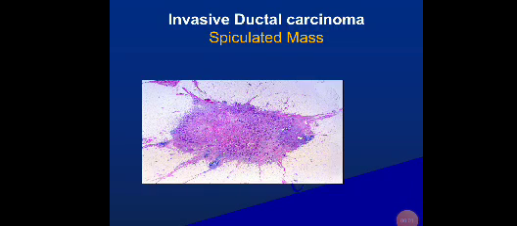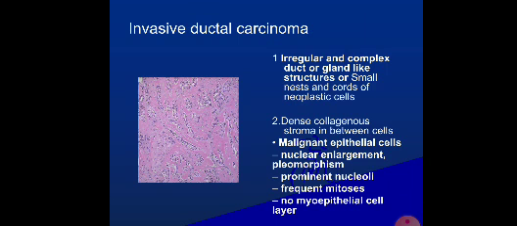This is a microscopic picture of invasive duct carcinoma. You can see this is a spiculated mass. You can clearly see invasions are there. Okay, so on the microscopic slide, what do we get?